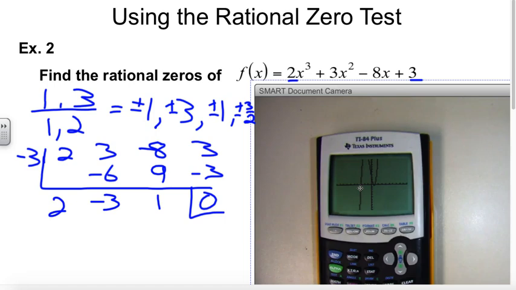Okay, so right here we're trying to find the real rational zeros. Well, we just found one. All right, so one of our answers is -3. All right, so let's see if we can find the others. You can continue doing synthetic division, or you can try factoring, because what's left now, since this was 2x cubed, is 2x squared minus 3x plus 1.